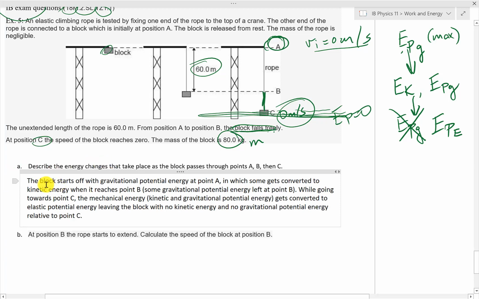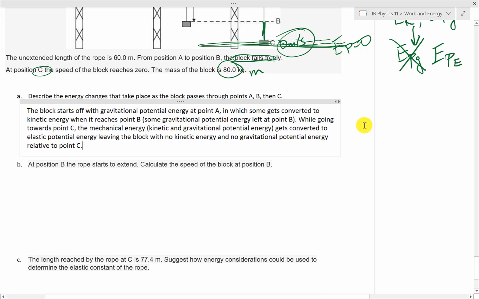So I'm going to write that down as a sentence for A. It's a little bit lengthy, but I try to be as concise as I can. The block starts off with all of its energy in the gravitational potential form at A, in which some of it gets converted to kinetic energy when it reaches point B. And yes, there is some gravitational potential energy left relative to point C. Then going to point C, all this mechanical energy gets converted into elastic potential energy in the climbing rope, in which there will be no kinetic energy left, and also no gravitational potential energy left relative to point C, if we assume that to be 0 gravitational potential energy.